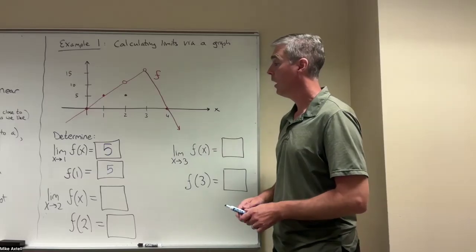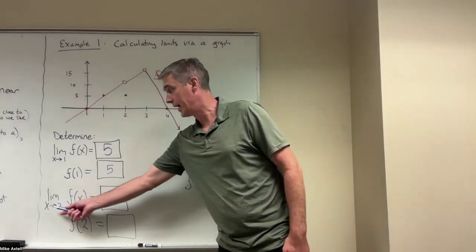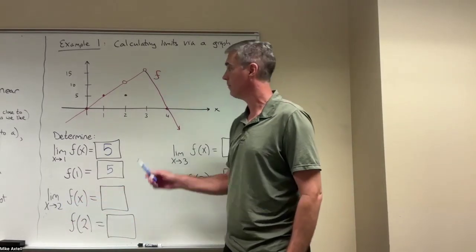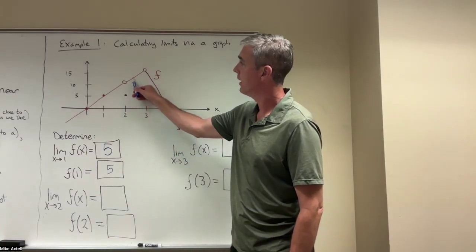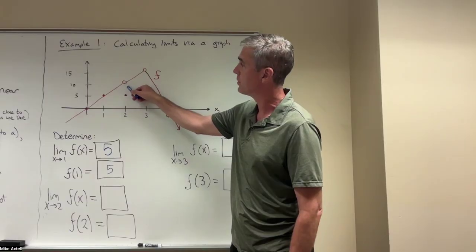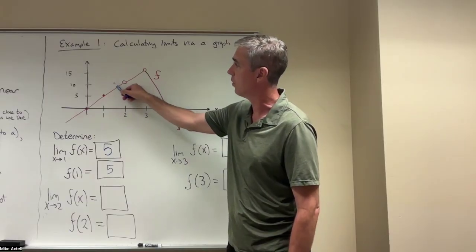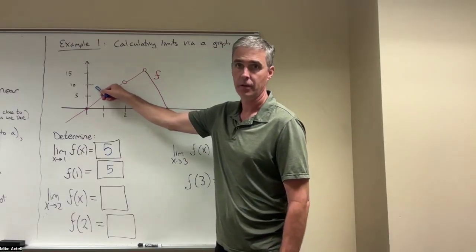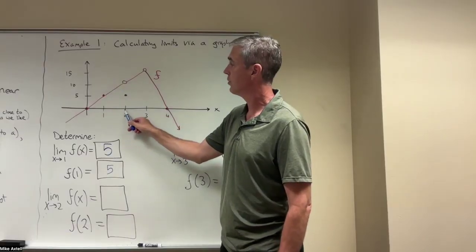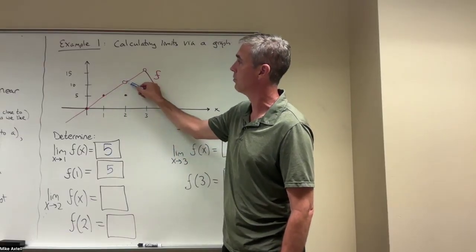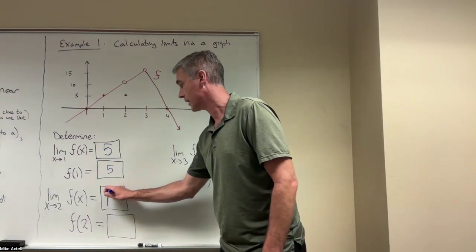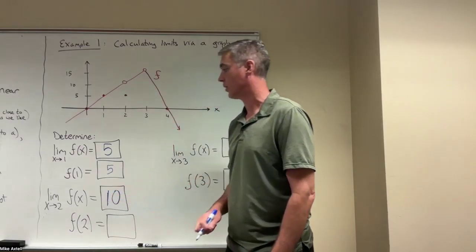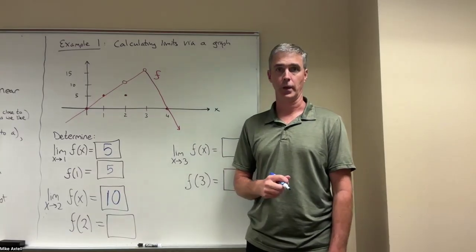Now let's look at the limit as x approaches 2 of the function. As my x values get really, really close to 2, it looks like the outputs are getting really, really close to this hole, which is at 10. So inputs close to 2 are causing outputs really close to 10. So I would say the limit as x approaches 2 of my function is 10.